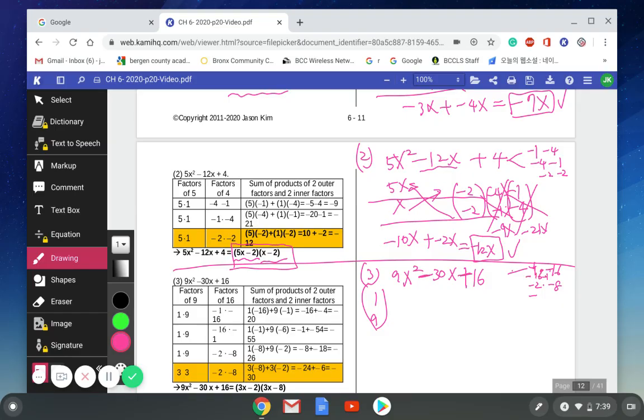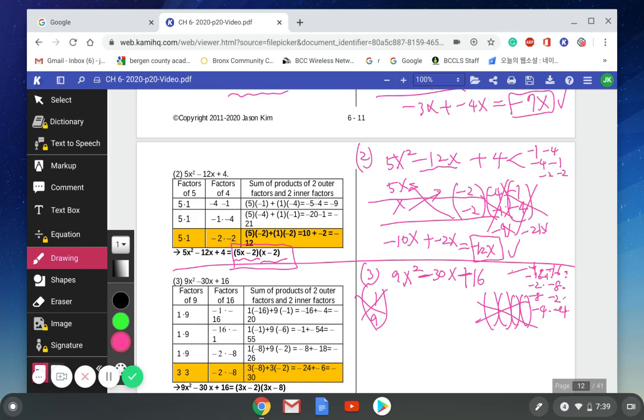-16 and -1 here, and -8 with a -2, and -4 with a -4. So you have 5 different factors for 16 and 2 different factors for the 9x squared. But any factoring with a 1 and 9 didn't work with any combination of them.